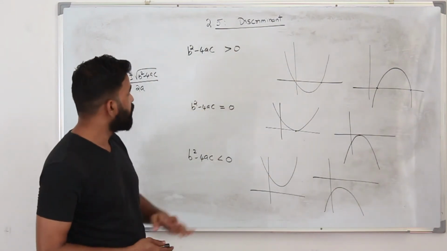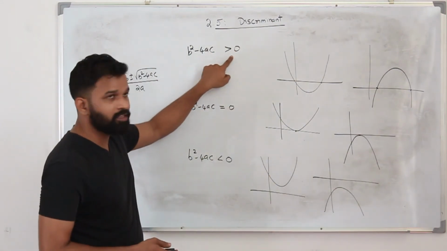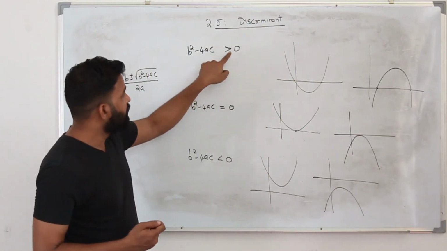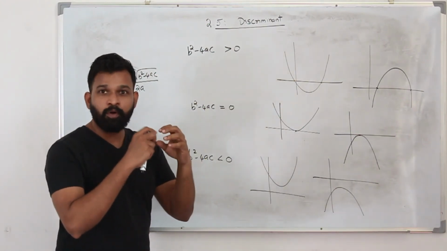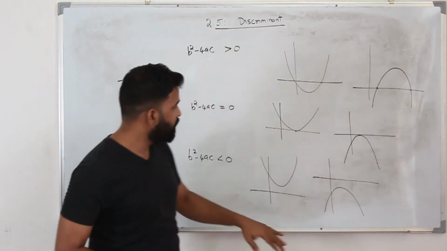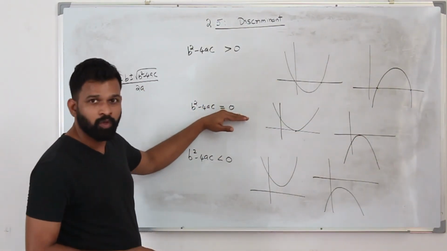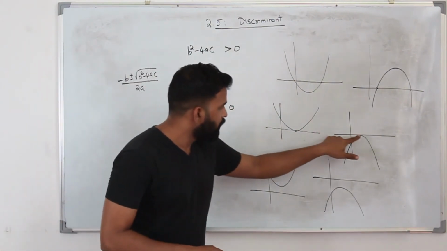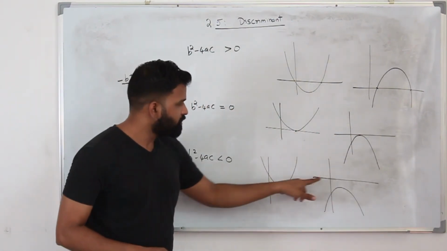That's it. b square minus 4ac greater than 0, sometimes it will be given as positive real roots. That means 2 roots. If it is equal to 0, at only one point. Less than 0 means it's not touching.